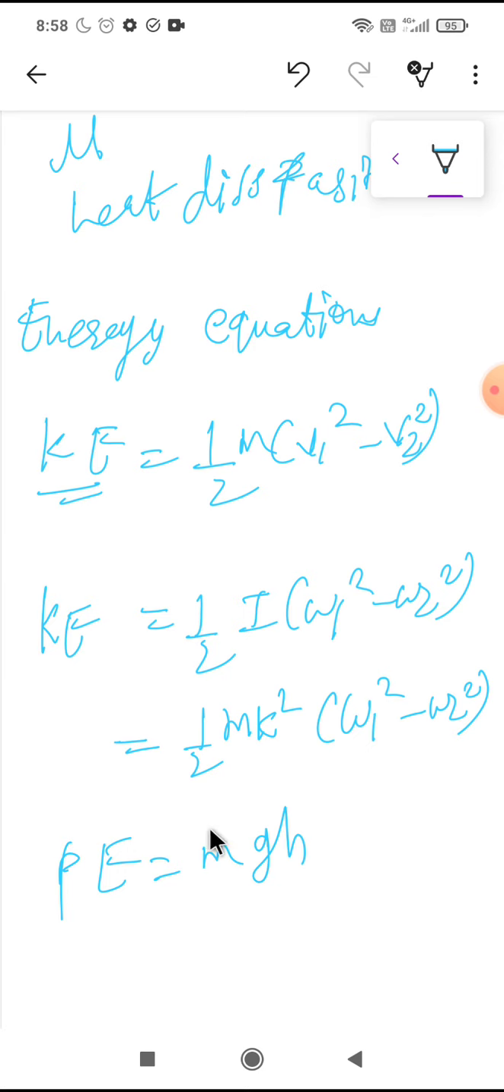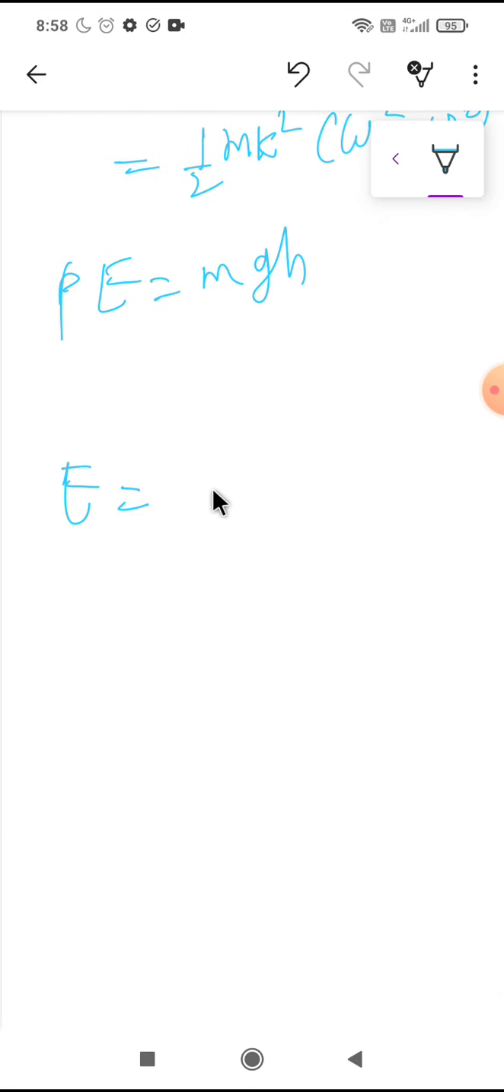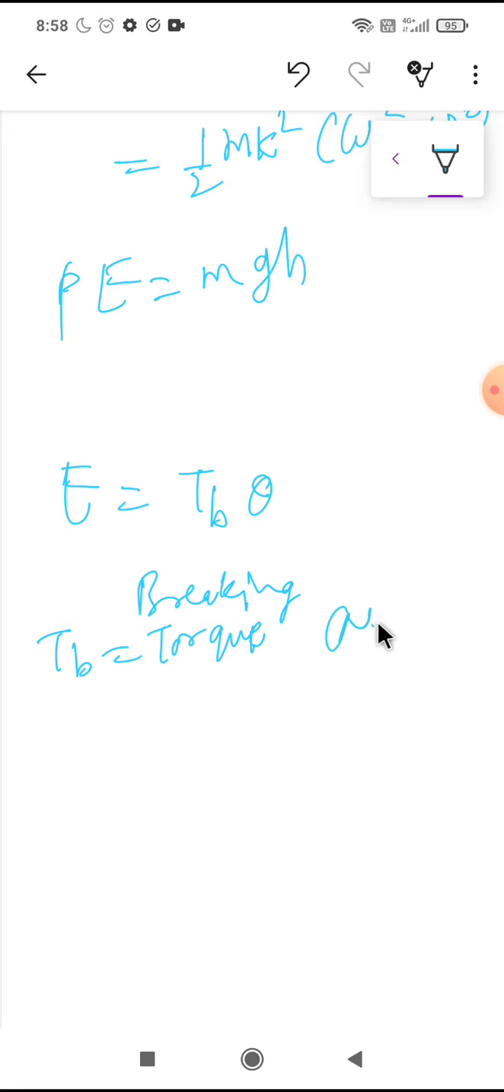This energy is equated to the work done by the brake. So E is equal to the work done by the brake, that is TB times theta. E is the total energy absorbed by the brake, TB is the braking torque in newton meters, and theta is the angle through which the brake drum rotates during the braking period.